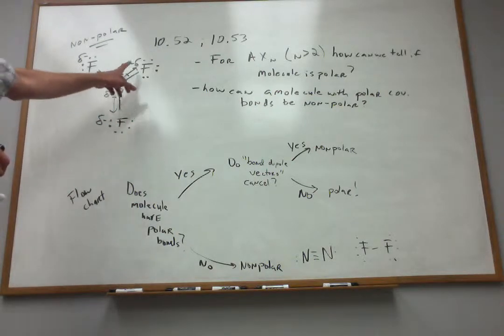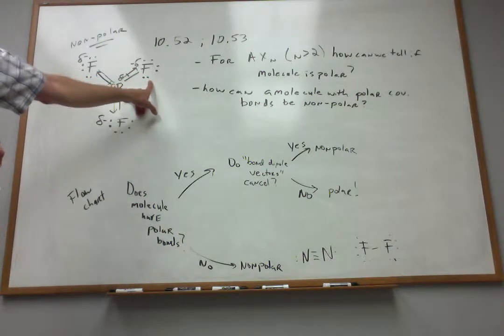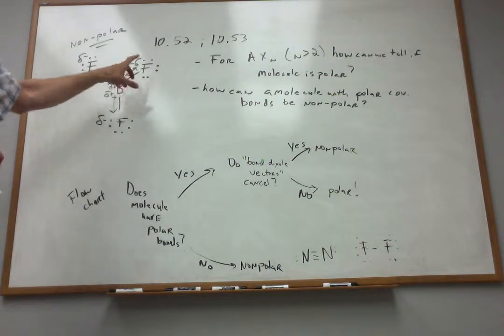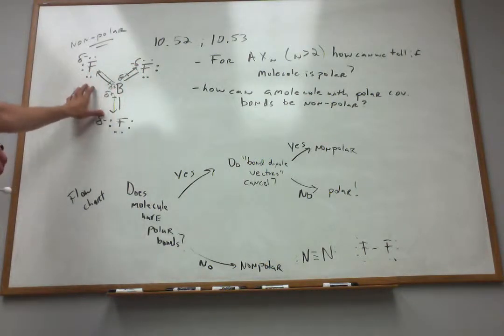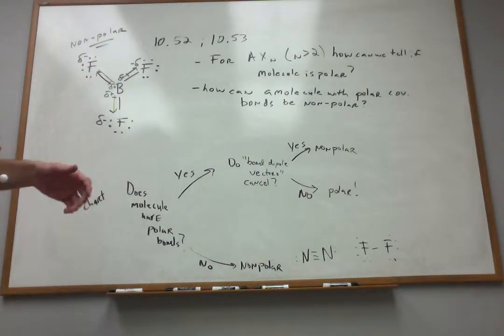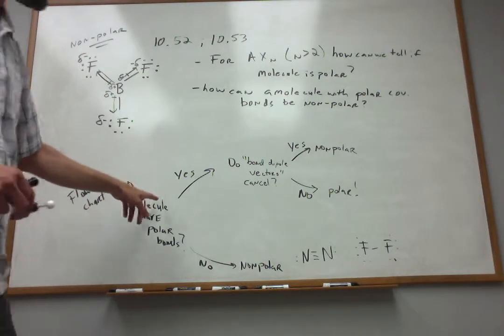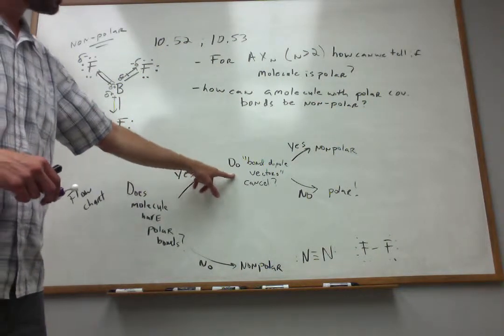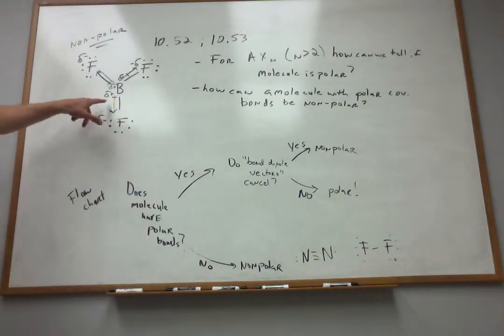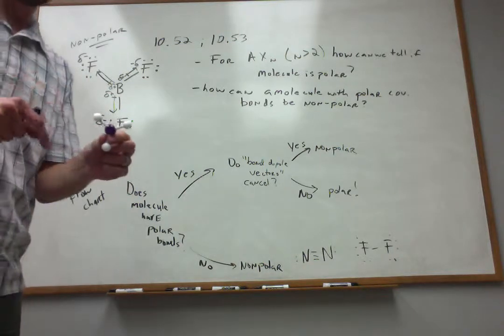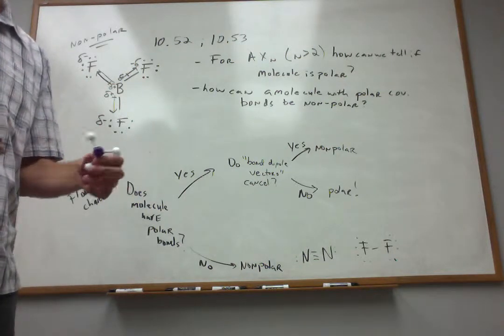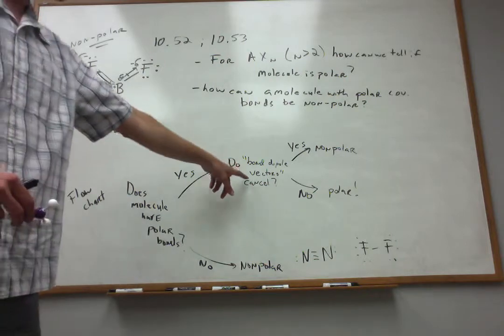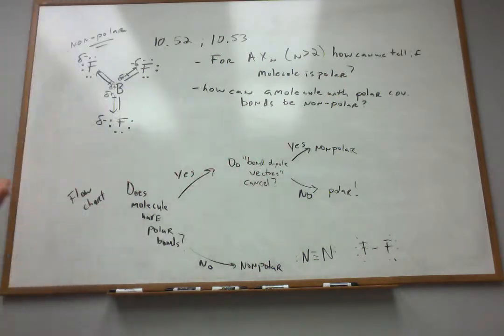Now, these would be pretty big because there's a pretty big difference in electronegativity between these elements, so they're pretty substantial arrows. This molecule does have polar bonds. Each of the three bonds are highly polar. So if I'm following my flowchart, I'd say, yes, it has polar bonds. Do the bond dipole vectors cancel? Yes, they do. Because again, just like we had the tug-of-war between three people pulling equally, in such a case, the vectors cancel and we have a nonpolar molecule.